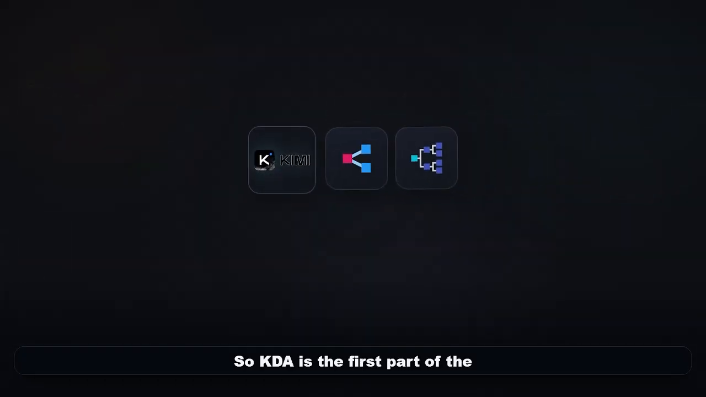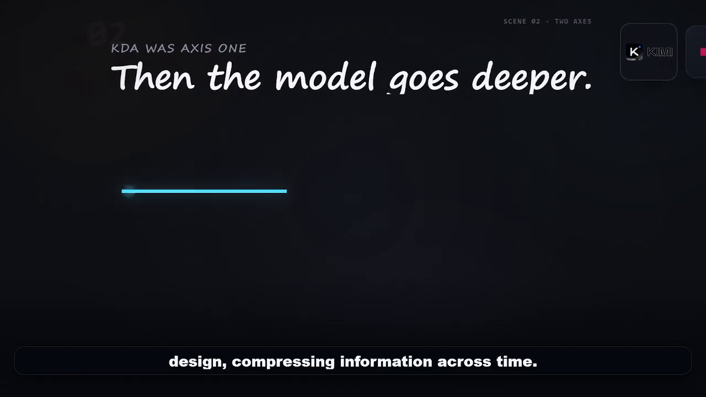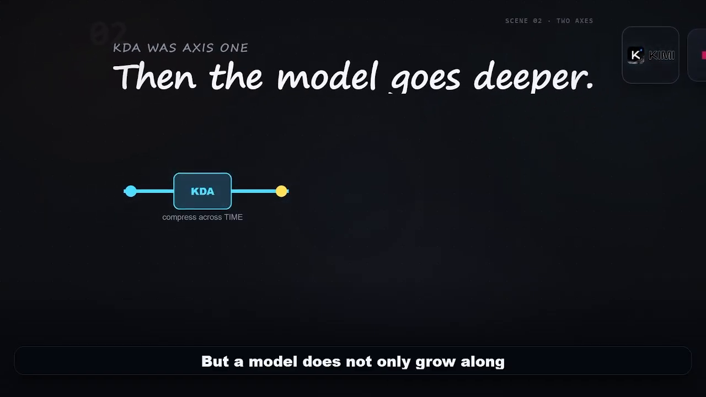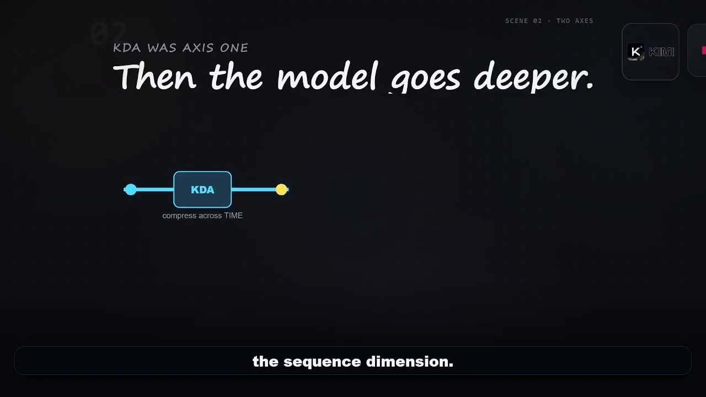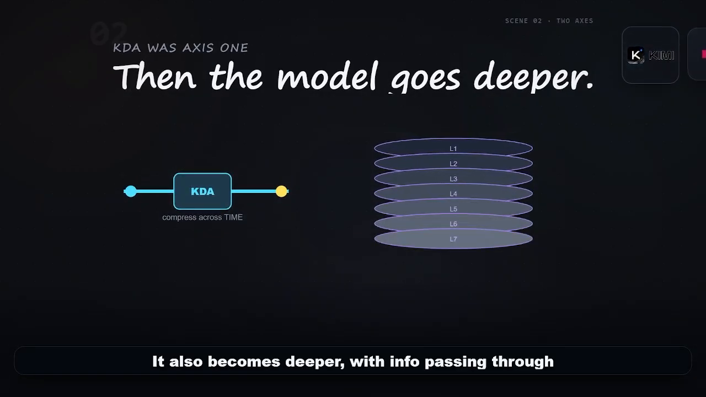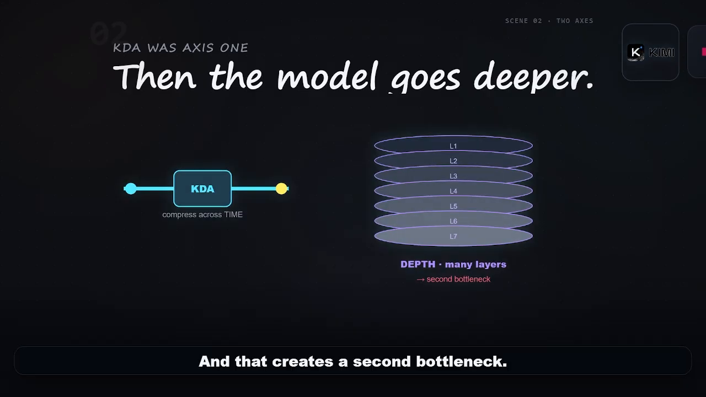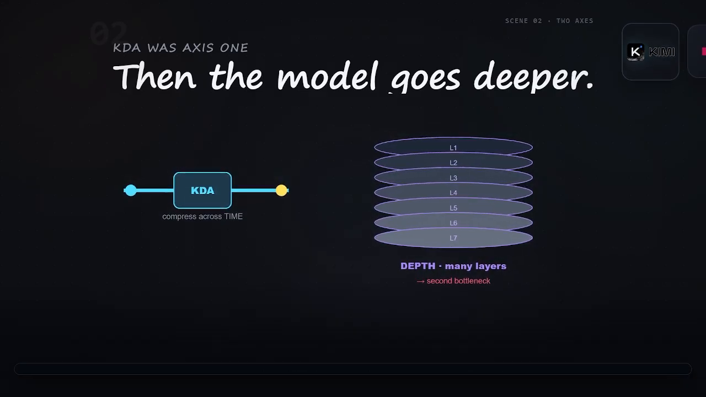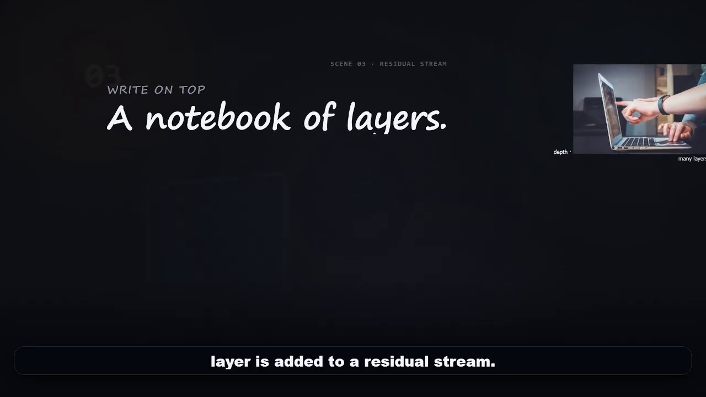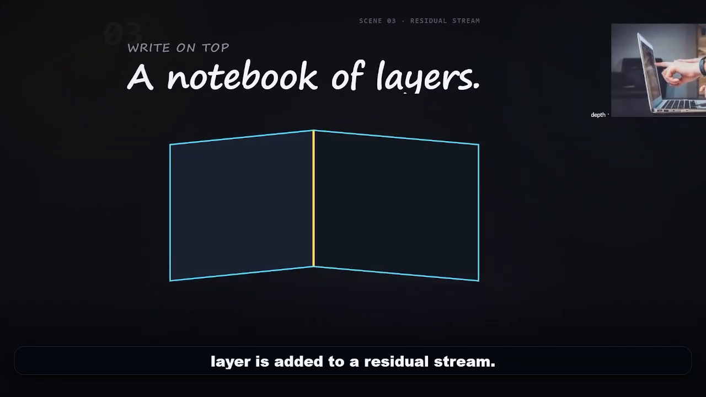So KDA is the first part of the design, compressing information across time. But a model does not only grow along the sequence dimension, it also becomes deeper, with information passing through many layers, and that creates a second bottleneck. In most modern transformers, the output of each layer is added to a residual stream.